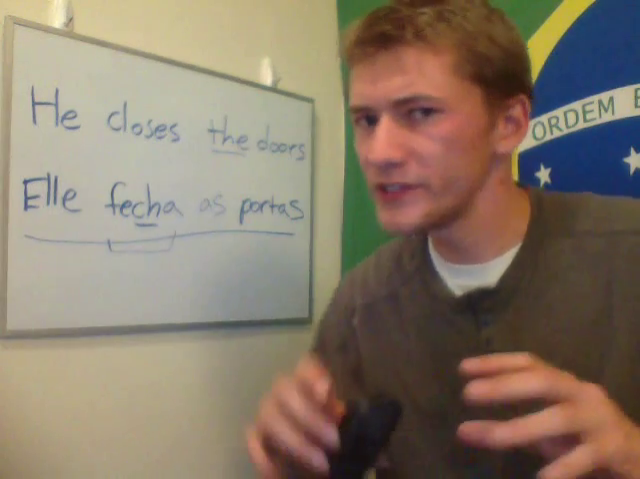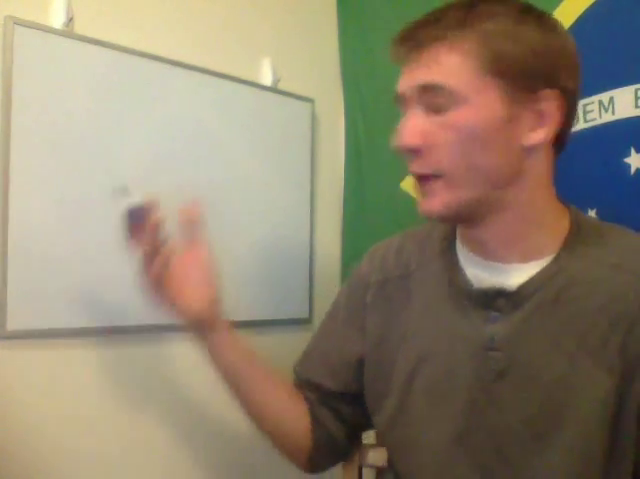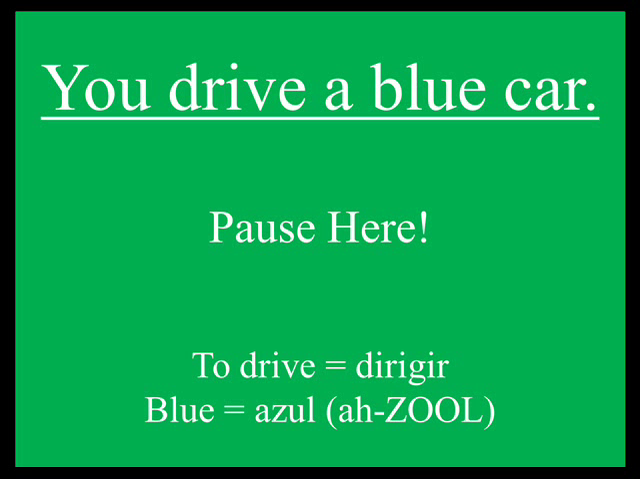Okay, let's try another one, this time a little bit more complicated. Okay, the next sentence we're going to translate is, "you drive a blue car." Now before I write it, we're going to do the same thing as we did last time. Write it on a piece of paper, try to translate it the best you can, and then when you're done, push play again, and we'll see if you're right.